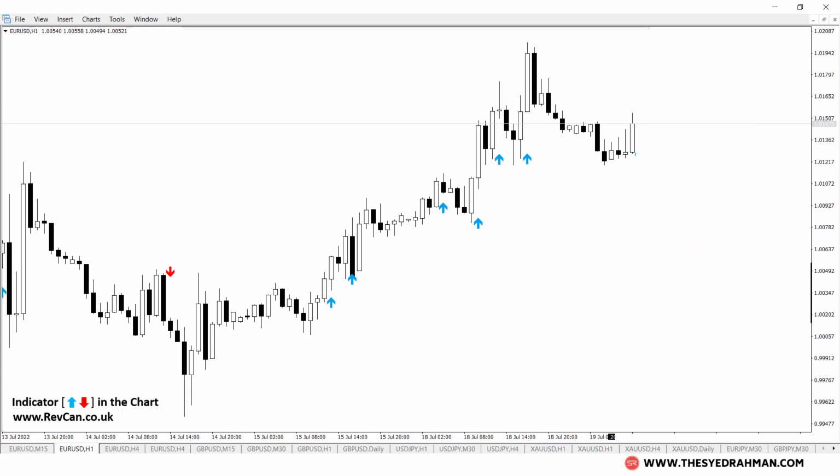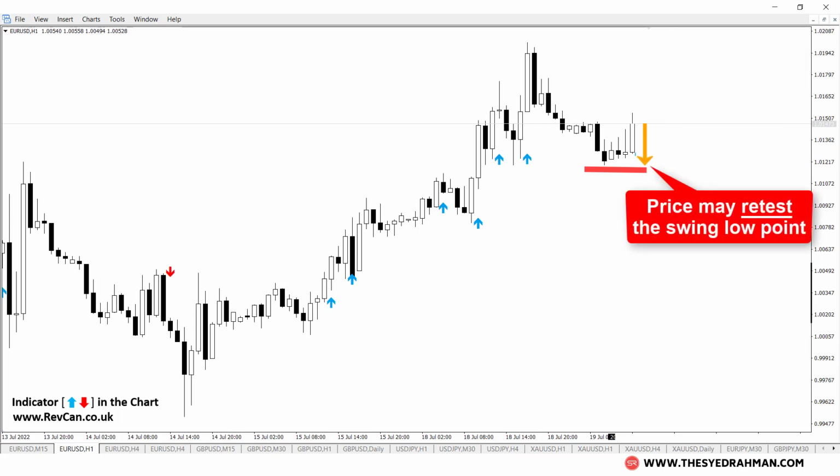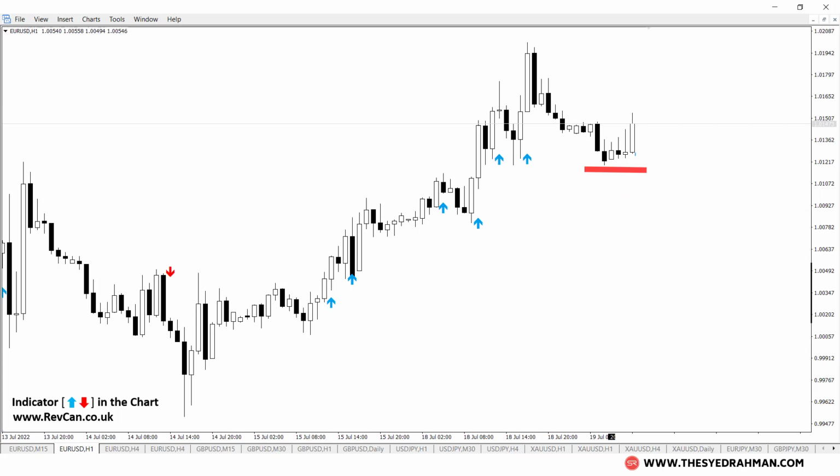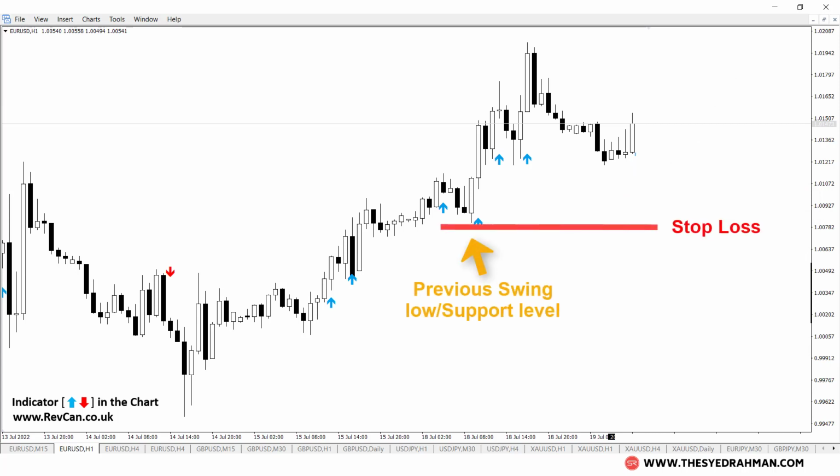Now here is the thing, if you are at the very beginning stage of the impulse move and the higher low of the uptrend is very near to the trade entry point, then there is a risk that the price may retest the swing low level before it continues going up. In that situation, you can look for the previous higher low level or support level to set your stop loss for better safety of your trade.